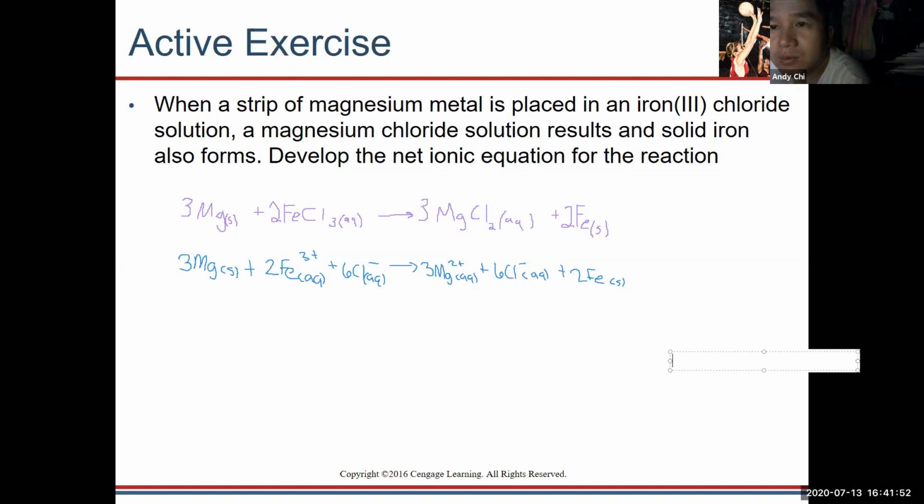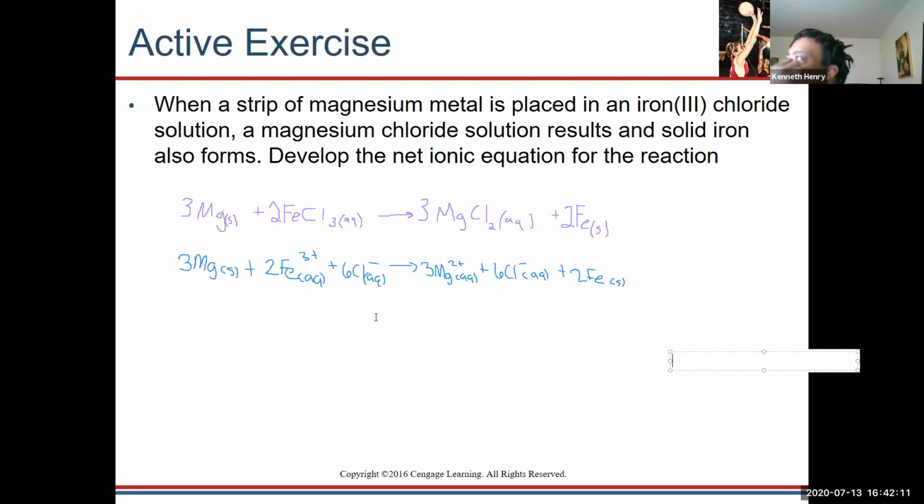So why wouldn't it be the Mg? Why is the Mg an incorrect answer? Because it's going to change from a solid to aqueous, and also the charge, right? It's going from neutral to an ionic charge. So that's the reason why it wouldn't be.